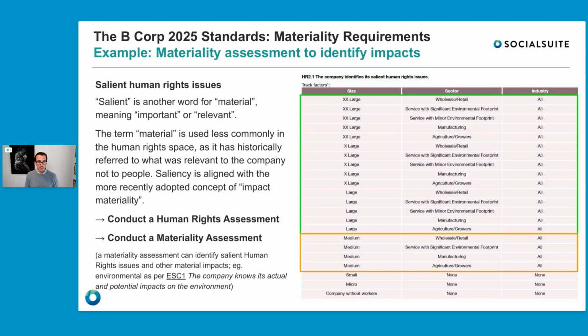Under ESC 1, you're going to look at if the company knows its actual and potential impacts on the environment, and a lot of subtopics there. So you'll also then have to do an environmental impact assessment, or if you do a good double materiality assessment, what you'll do in that case is you'll identify all of these impacts all at once. So as a medium company, then you either might want to do a separate specific exercise or do a good materiality assessment, and you'll tick all the boxes.